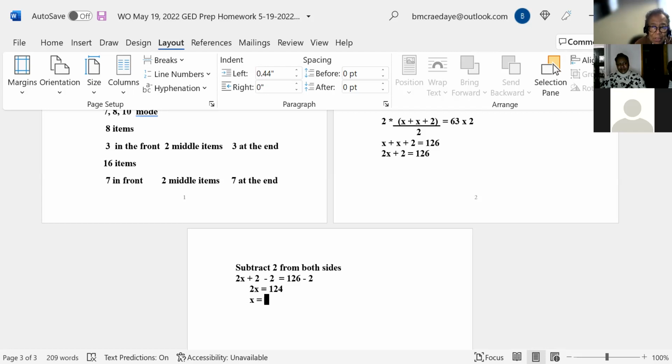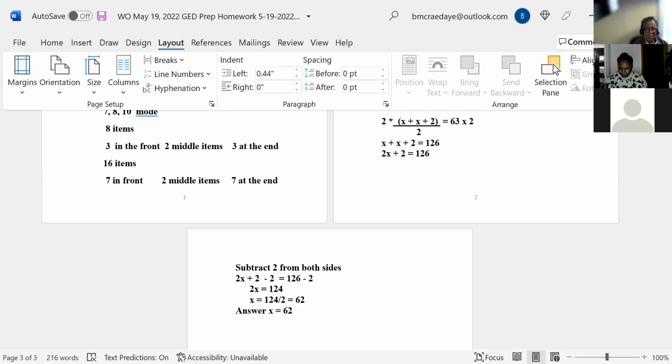Oh, okay, let's do it this way, Michelle. When you said 2 times a number is 124, that means you're taking half of it. What's half of 124, Michelle? 62. That's right. Very good. So 124 divided by 2 is equal to 62. That's your answer. x equals 62.